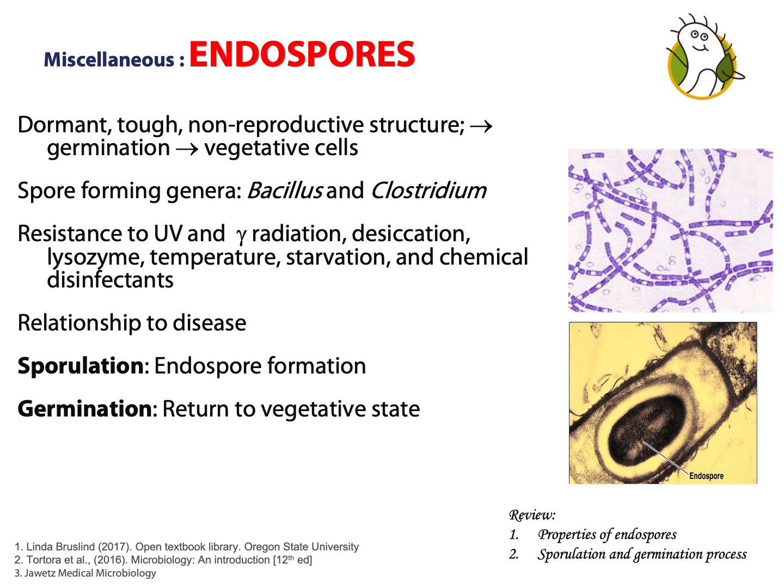An additional structure is your endospores. Your endospores are dormant, tough, non-reproductive structures that undergo germination into a vegetative cell. You have two common genera that form endospores: Bacillus and Clostridium. And take note, class, Bacillus and Clostridium are both gram-positive organisms.